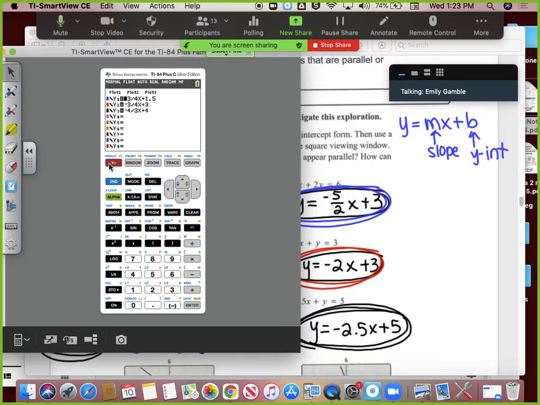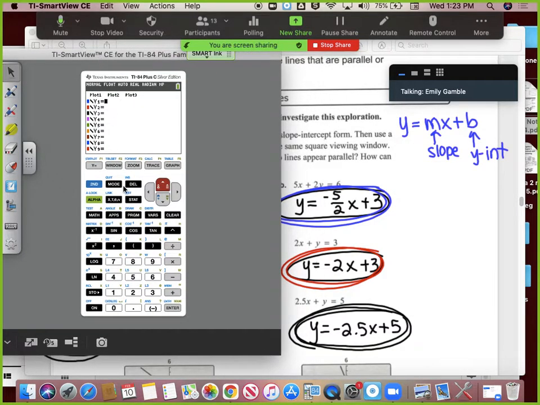And I'll go to the y equals screen, clear these, and press down to clear out everything that I already had in there. And then go back to the top again. And now I'm going to put in these three equations. Y equals negative 5 divided by 2x plus 3. And then hit down. Negative 2x plus 3. Hit down. And then negative 2.5x plus 5.